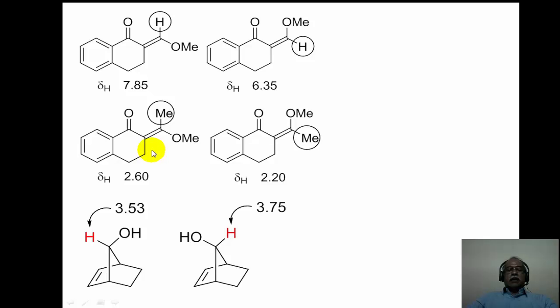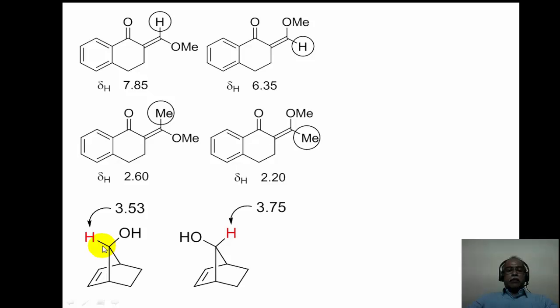The same effect is seen if, instead of hydrogen, you have a methyl substituted derivative. This is the 2-acetyl tetralone enol ether that is shown in this particular spectrum. The structure corresponds to the enol ether of 2-acetyl tetralone as a molecule. In this particular case also, the methyl which is cis to the carbonyl functional group comes at a higher delta value compared to the methyl which is trans to the carbonyl functional group, which comes at a lower delta value.